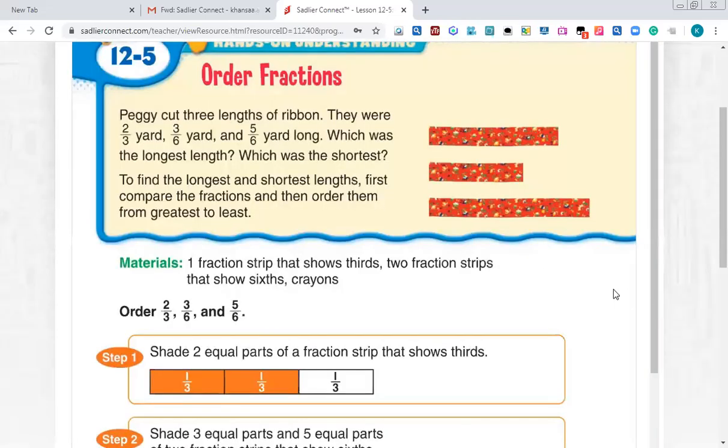So, yesterday we talked about comparing fractions. Today we are going to talk about ordering fractions. Same idea. Look here. Biggie cut 3 lengths of ribbon. They were 2 out of 3 yards, 3 out of 6 yards, and 5 out of 6 yards long. Yard, like centimeter, okay? It's a length, it's a measure. Which was the longest length and which was the shortest? To find the longest and the shortest length, first compare the fractions and then order them from greatest to least.